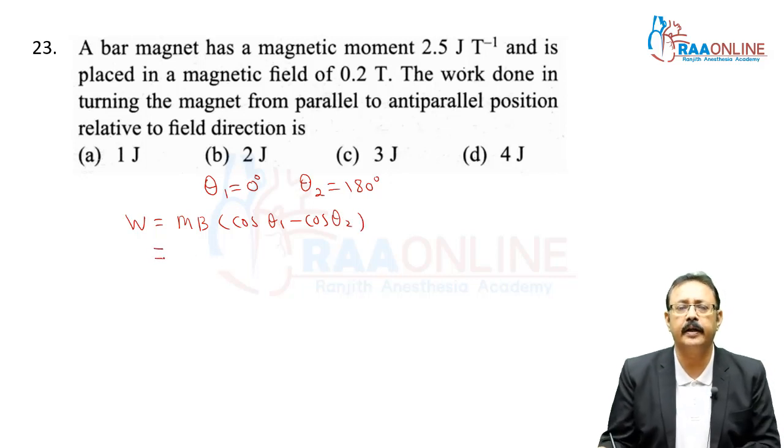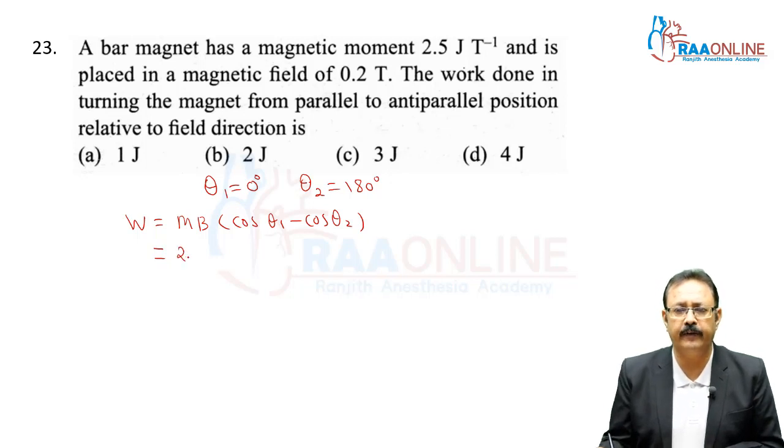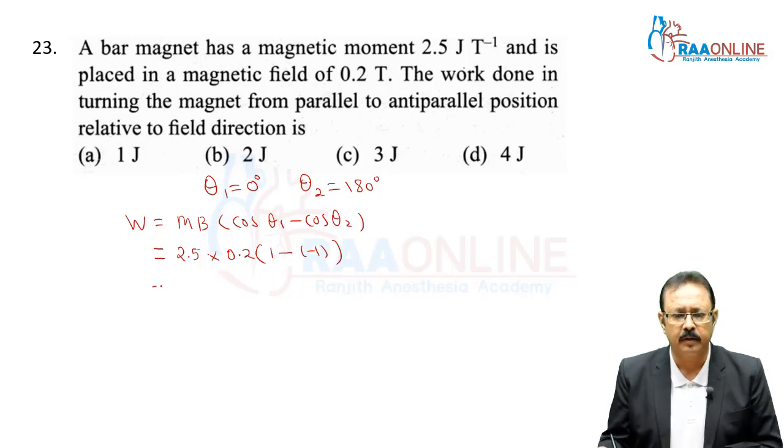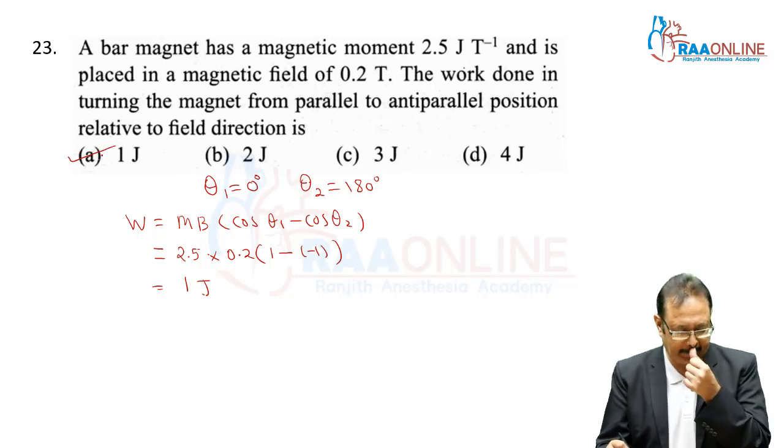So what we are getting? M is magnetic moment, 2.5 SI unit. Magnetic field, 0.2 SI unit. Cos 0 is 1, cos 180 is minus 1. So 1 and 1, 2. 2 into 2.5, 5. 5 into 0.2, 1. So what we are getting? 1 joule means A option is correct.